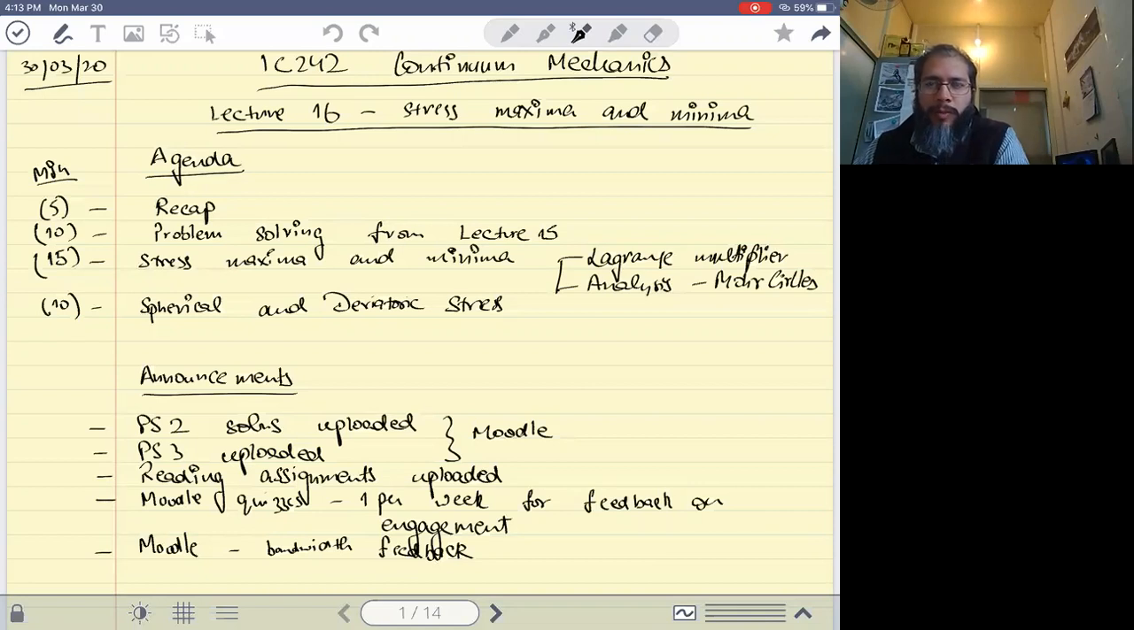Then we'll be spending a lot of time on stress maxima and minima. As I discussed last time, we have two different techniques to handle this. One is called the Lagrange multiplier method. The other one is through the use of Mohr circles, which is the analysis technique. And towards the end, if we get some time, we'll work on splitting the stress tensor into spherical and deviatoric parts.